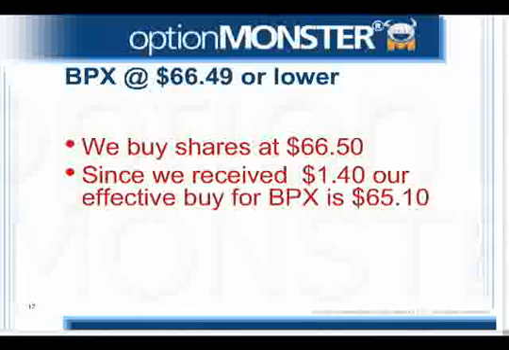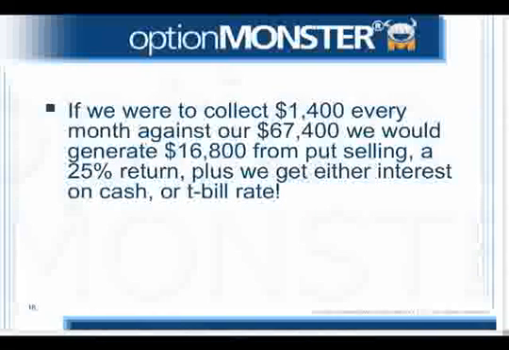Since you've been paid $1.40 for it, your effective buy-in price is 65.10. So all the way to 65.10, you would have a winner on the sale of that put. And again, if the normal level of protection for that put would be 80 cents or 90 cents, you can imagine that if it were 90 cents, we would be buying shares not at 66.50 but at 65.60, 90 cents less than the strike price.